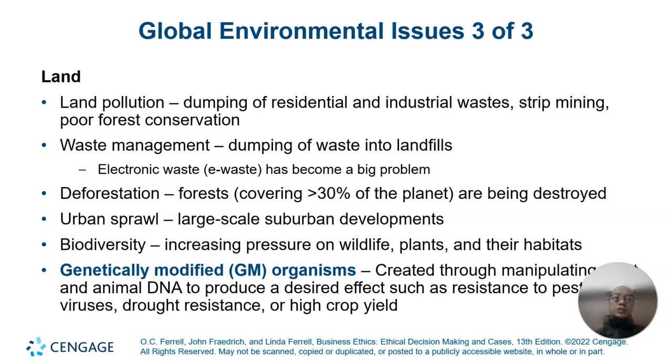And then another issue is with regards to land. So you have issues with regards to the atmosphere, issues with regards to water, and issues with regards to land. The first one is land pollution, which occurs due to dumping of residential and industrial waste, strip mining, and poor forest conservation. So imagine every household will consume food, and then there is food wastage, and these wastes are returned to the land. They are thrown onto the land. So there will be land pollution.